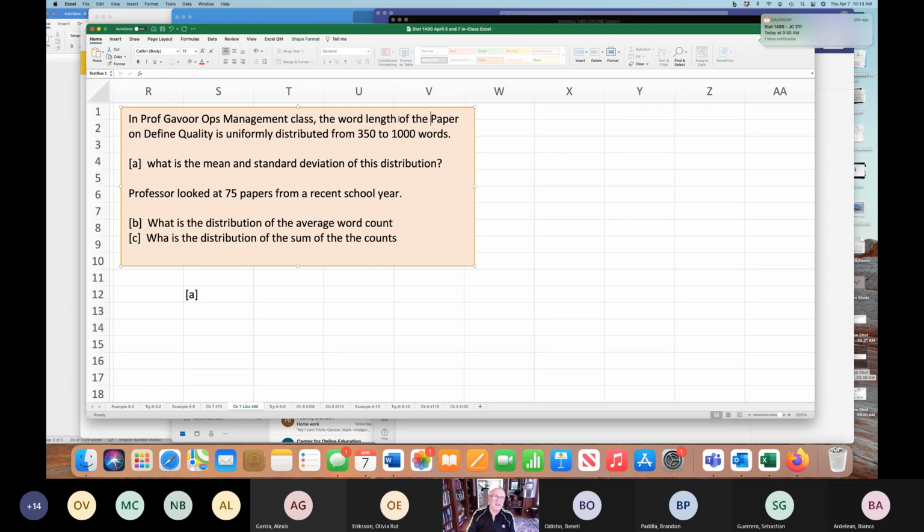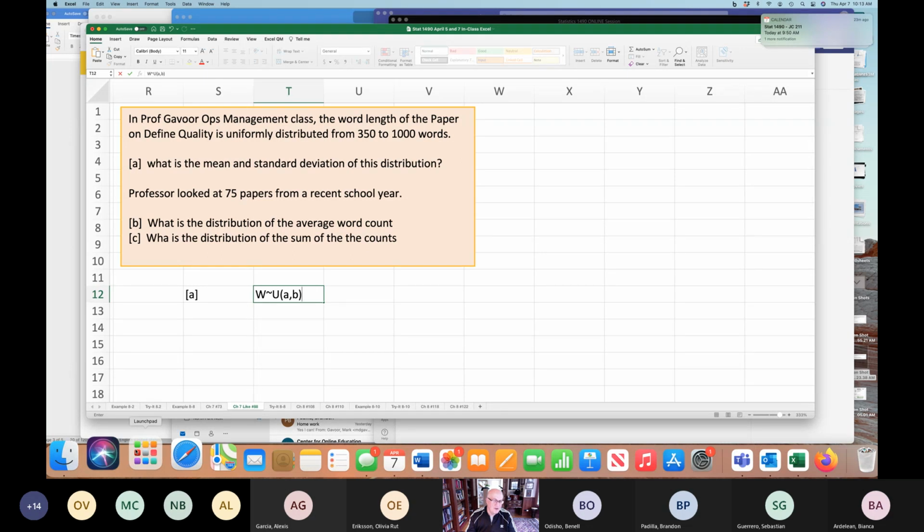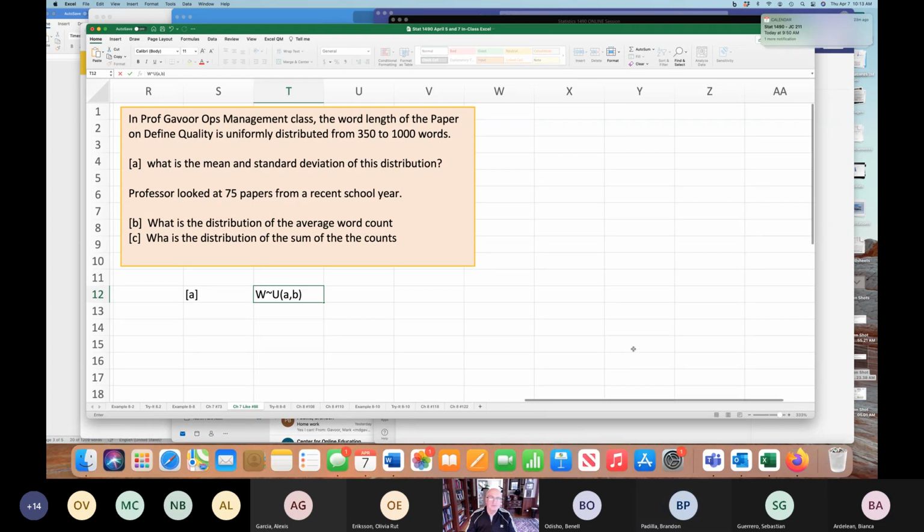Bad grammar. What are the key terms in there that might give you the answer to what the distribution is? Uniformly distributed. Good. Okay, so we know it's uniformly distributed, right? So it has a uniform distribution. You might call it word length, W, instead of just X. And we know that the uniform distribution has a lower limit and an upper limit. How do I know that? That's the formula. And if you're not sure what that is, where would you find it? In the book.